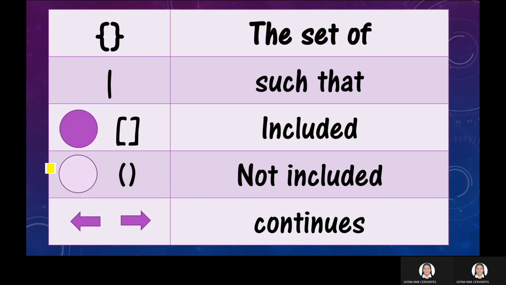Okay. So remember, braces mean the set of, vertical bar means such that, shaded dot means included, then square bracket also means included, then this non-shaded dot is considered as not included, and also parenthesis means not included. These arrows mean continuous.